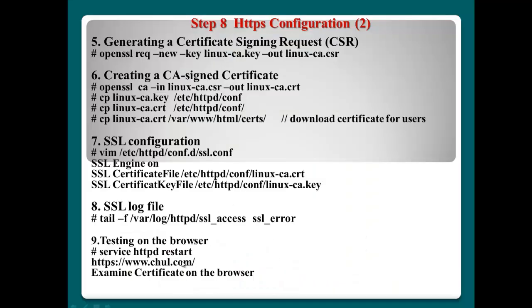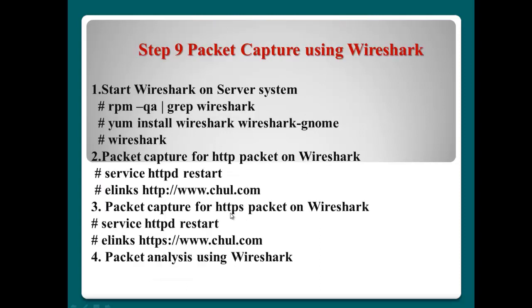Okay, I'm successful to start HTTPS, and I already showed you the certificate content in the browser. Okay, the last chapter will be the packet capture using Wireshark. To capture the packet, you need to install Wireshark. If you don't have this one, you can install it like this. You install Wireshark and GNOME, and after that, you can start Wireshark.